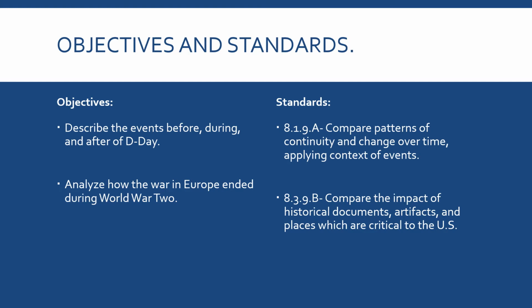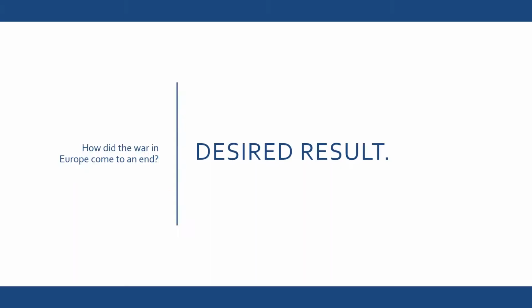So our objectives and standards: to describe the events before, during, and after of D-Day, and analyze how the war in Europe ended during World War II. And please take a moment here to read over the standards. So our desired result, again, think about this as we're going through the lesson because this ties to your question at the end there: how did the war in Europe come to an end?